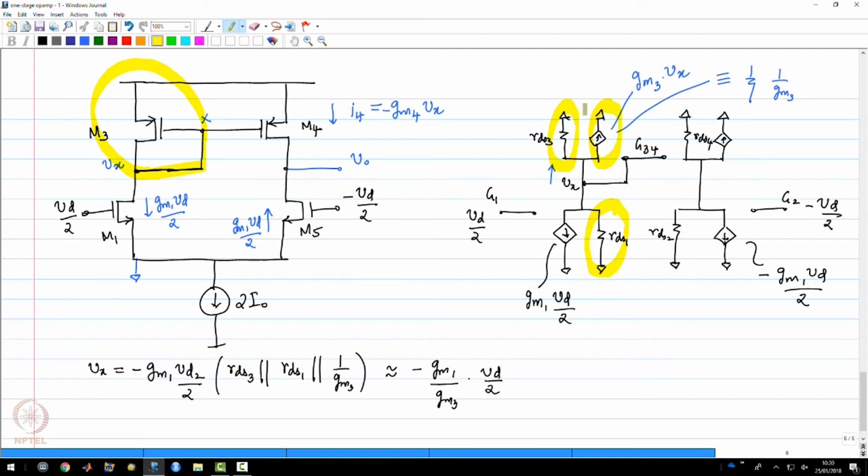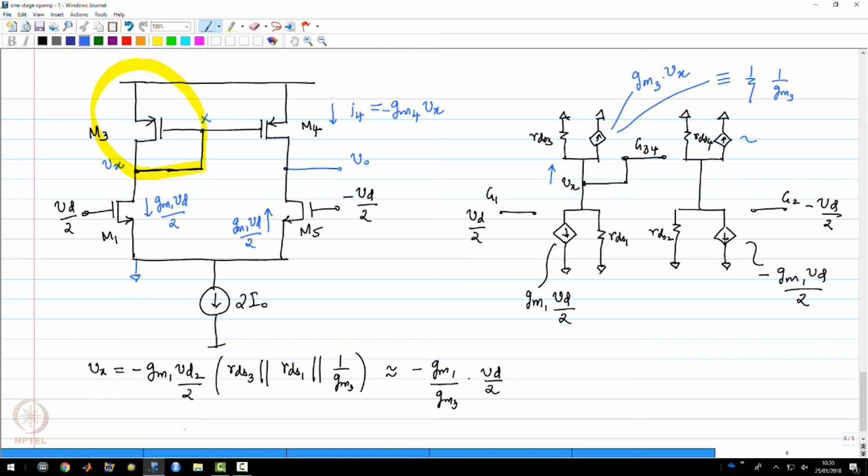And now it so happens that one of those resistances, which is 1 over Gm3, is much smaller compared to RDS1 and RDS3, and therefore this expression can be simplified. Now what happens to this small signal voltage that is developed? This will now cause a current to flow through M4.